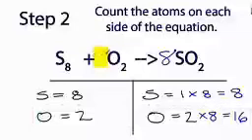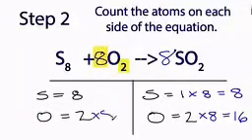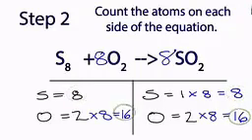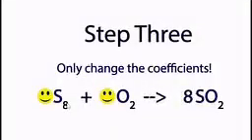So what will be our next step? That is, we have to multiply this with 8 so that 2 into 8 is 16. Now this equation is balanced. Step 2 is done. Clear?